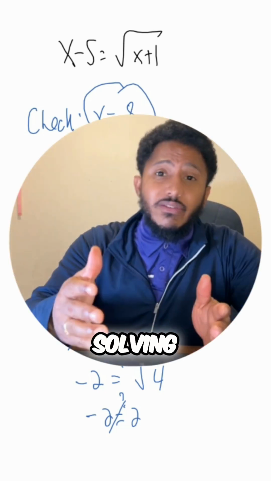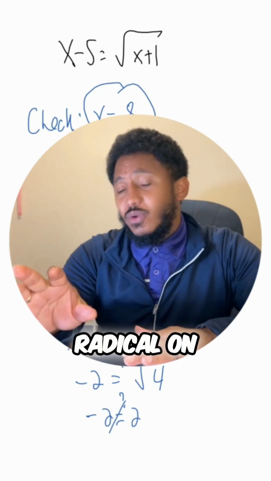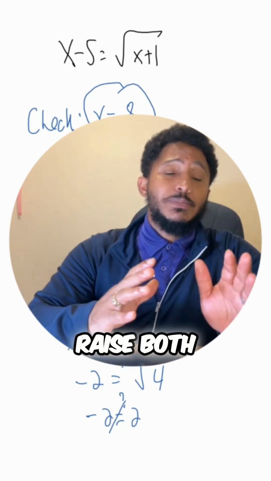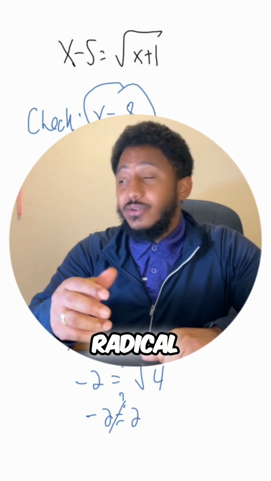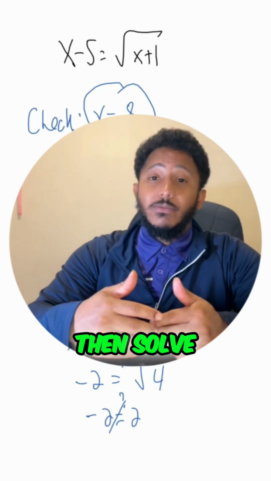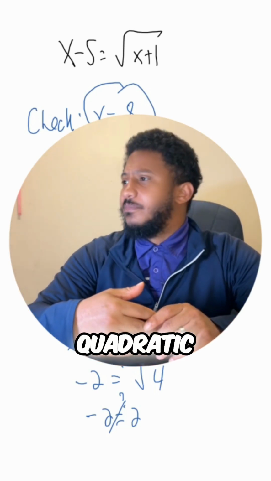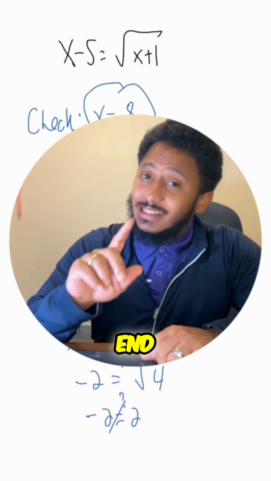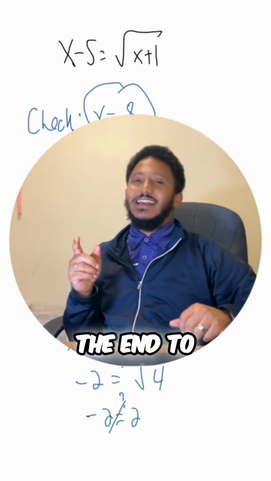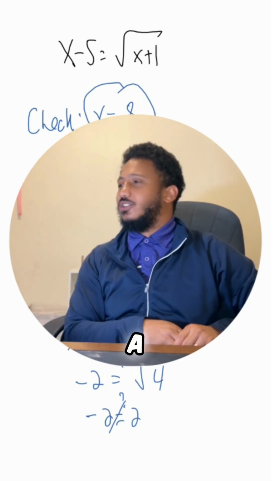Again, solving radical equations is not too bad. Get the radical on one side, raise both sides to some power to get rid of that radical, then solve from there. Here we have to solve the quadratic, but make sure we check at the end, the Nike step, the check step, to make sure we get a true statement.